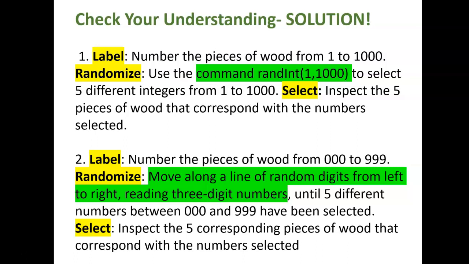And they weren't real specific here as to what they did. They didn't show what line in the table they did, but basically you would choose a line from Table D. You would move along the digits, reading off 3-digit numbers from left to right until you found 5 that could be selected. And then once you have your 5, you would go inspect those 5 pieces of wood. So this is kind of fun to do in class because depending on who uses what line in the table, we definitely get a random sample, which is what we want.